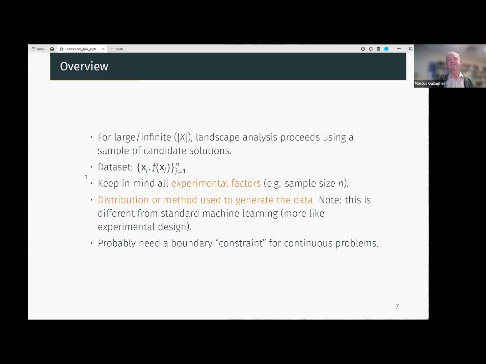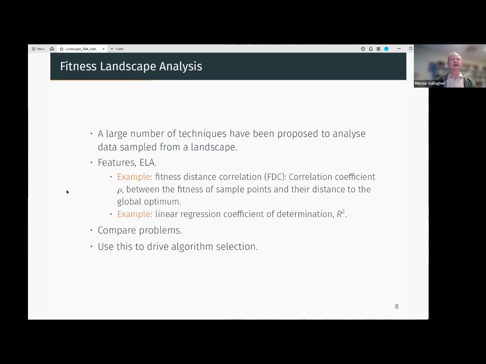Probably we need a boundary constraint for continuous optimization problems as well, but that's usually often a soft boundary constraint that we impose just to keep a handle on our experiment, right? So I mostly think about unconstrained continuous problems, but of course you could think about continuous constrained problems as well, where you have hard constraints or non-trivial constraints. But I won't talk about constraints today.